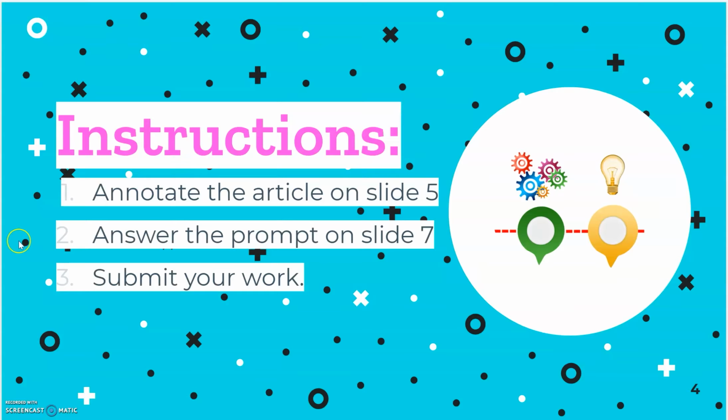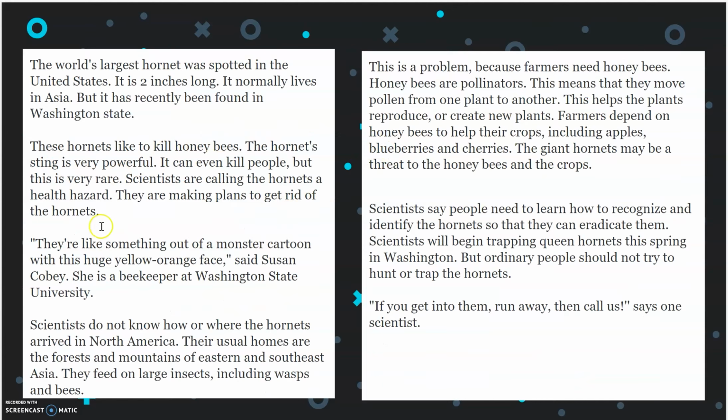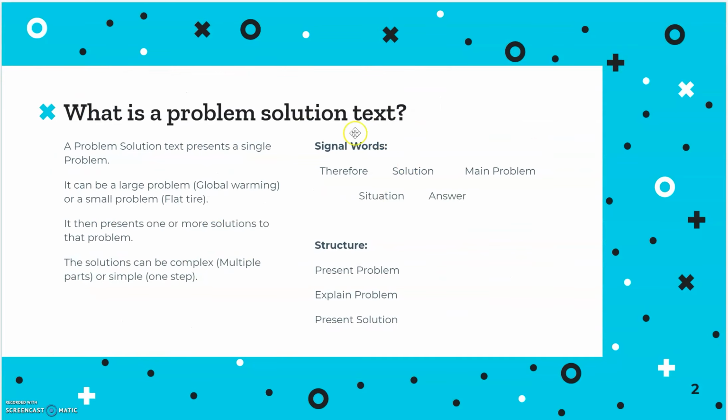So what are we going to do? Well, first we're going to annotate, then we're going to answer a prompt using the RACES method, and then you're going to submit your work. This is all for your you do. So I'm going to take you through the steps of your you do right now in this I do, right? So our first step is to annotate. And when I'm annotating, I'm looking for these signals, right? I'm looking for these sort of things.